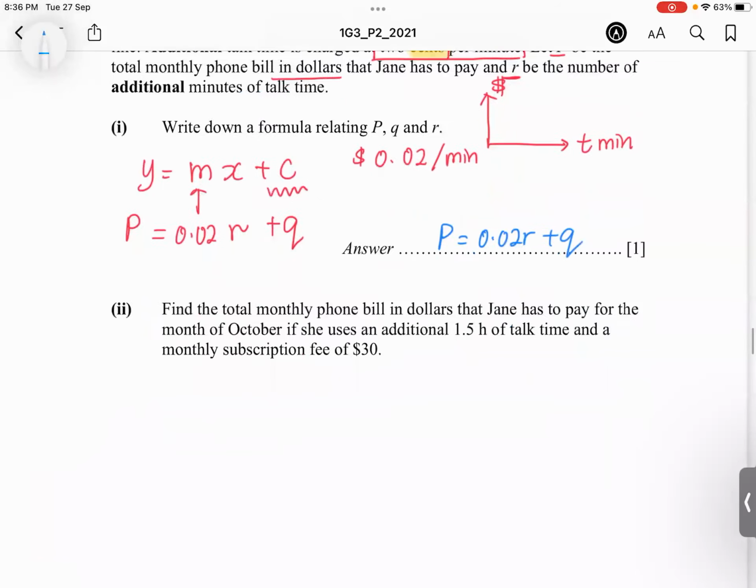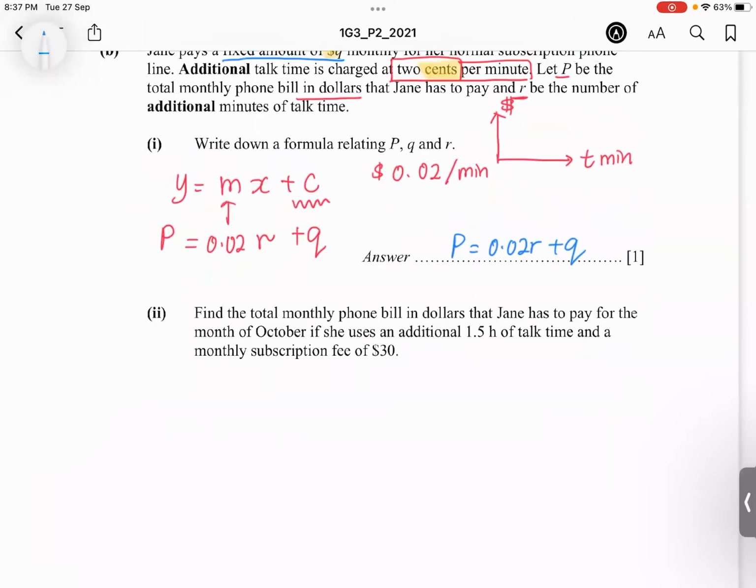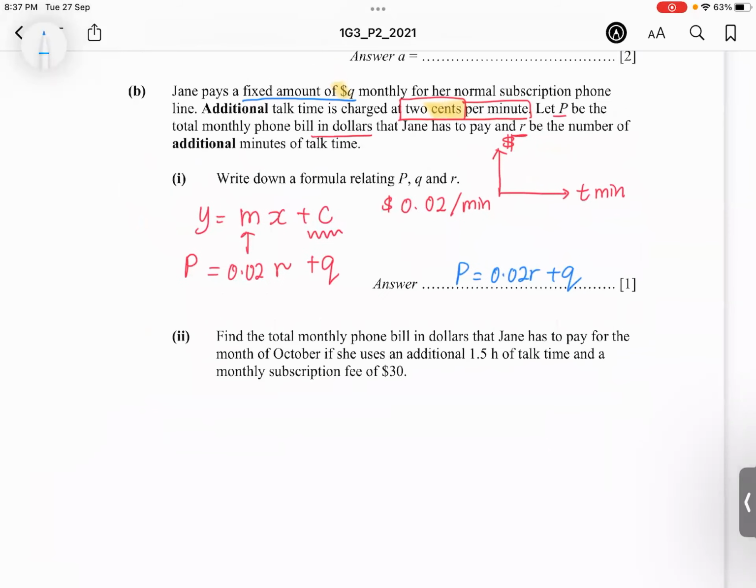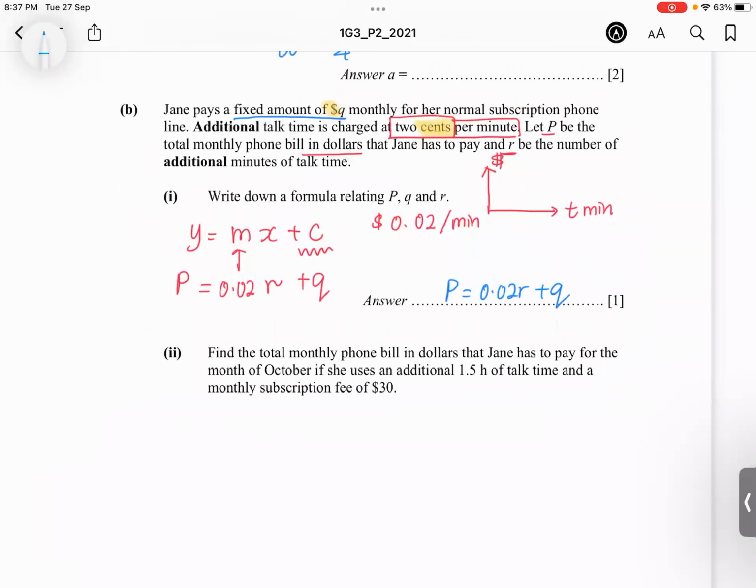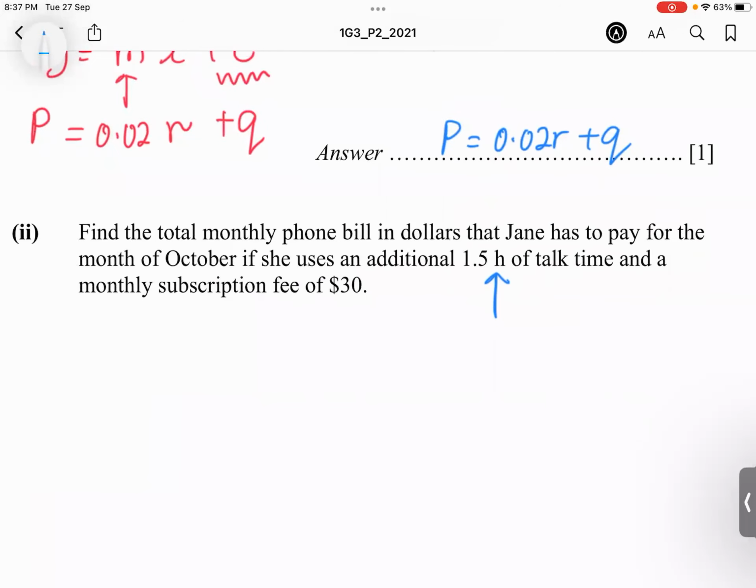Next one, find the total monthly phone bill in dollars that Jane has to pay if she uses an additional 1.5 hours. Look very carefully. R is the number of minutes, but this is 1.5 hours of talk time. What do I need to do? I need to change this to number of minutes. So 1.5 of an hour is how many minutes? 90. Thank you very much. It's 90 minutes. So what does she have to pay?